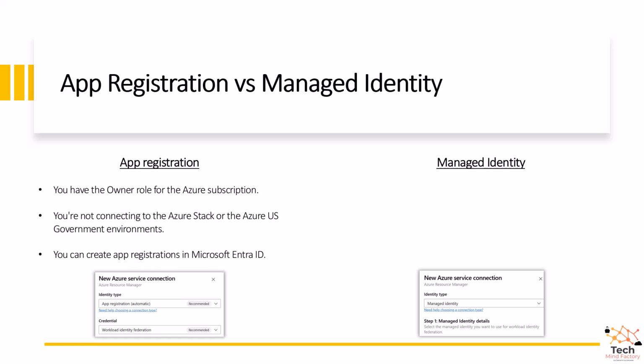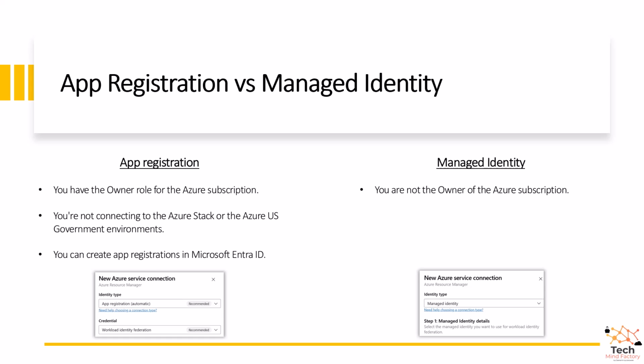However, sometimes we have another approach where we cannot create app registrations in Microsoft Entra ID. We are not the owner of the Azure subscription. So this is typically the scenario where there is a company working with a consultancy company or professional services company, and the company would like to provide access only to specific resource groups for this consulting or professional services company. So in this case, maybe it's a better approach to use managed identity.